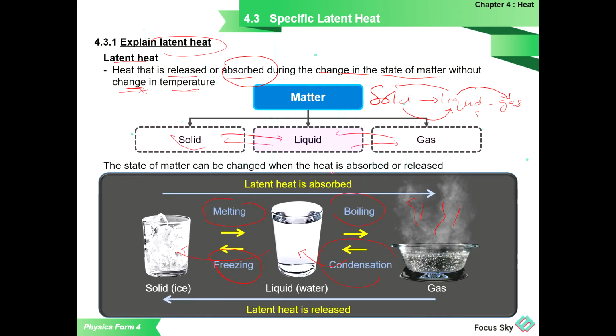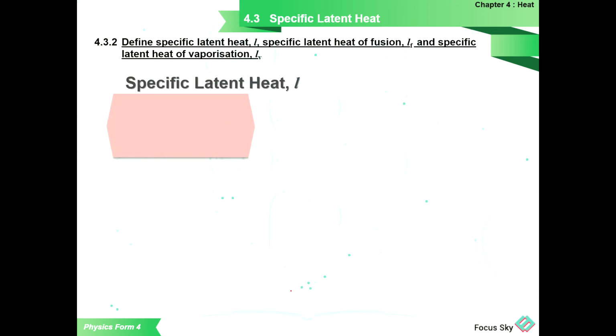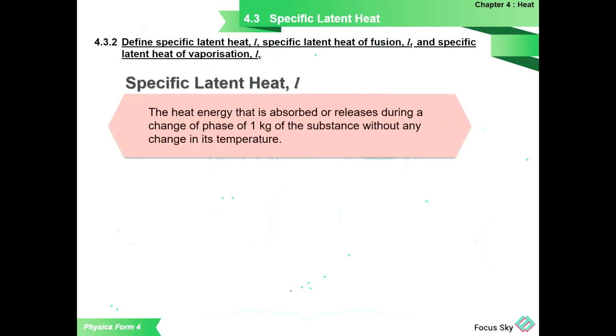So latent heat is absorbed when you want to break the bond. Then when you want to mend the bond, nak cantum balik, heat is released. So now we go more specific. Define specific latent heat of fusion and vaporization.